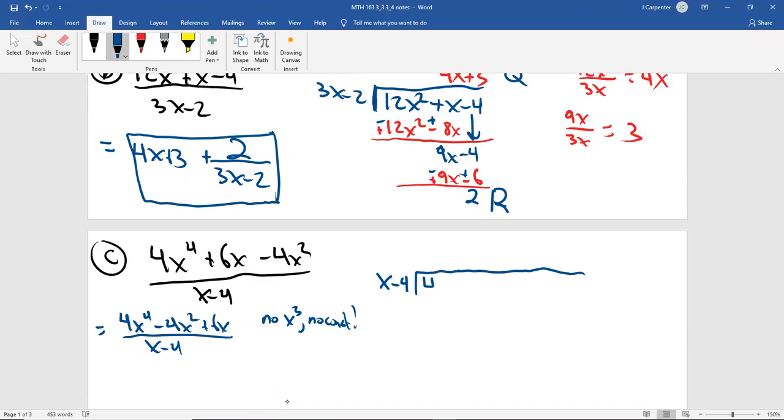So we'll have the 4x to the 4th. We know I don't need anything larger than x to the 4th. Then plus, and I'm going to do this in red for emphasis, 0x to the 3rd because it wasn't there, but we need that to have our placeholder. Then minus our 4x squared plus our 6x, and then that other placeholder of a constant 0 at the end. Again, without those, you are highly likely to make mistakes.